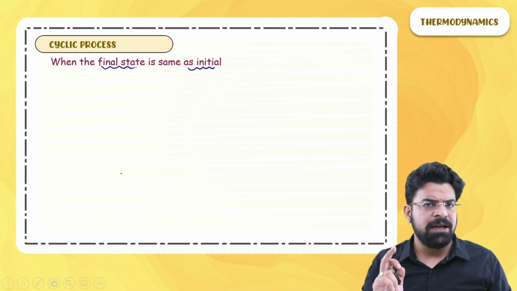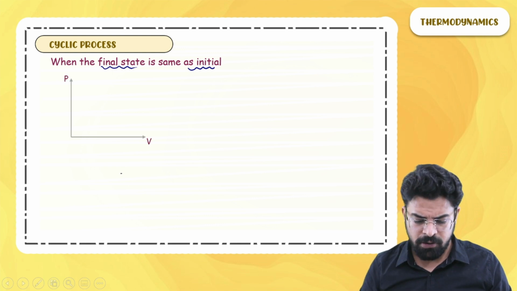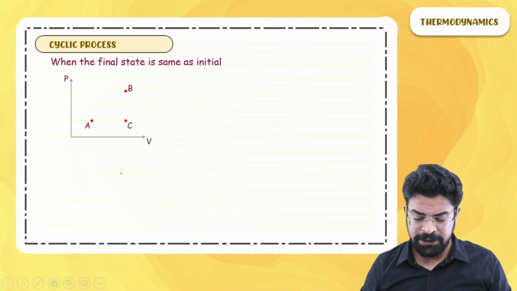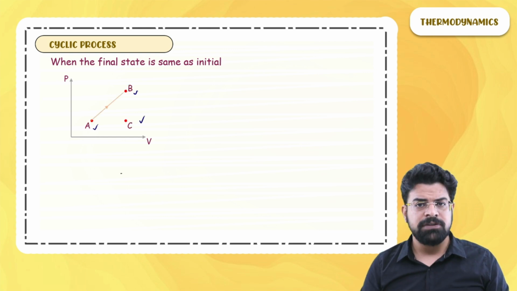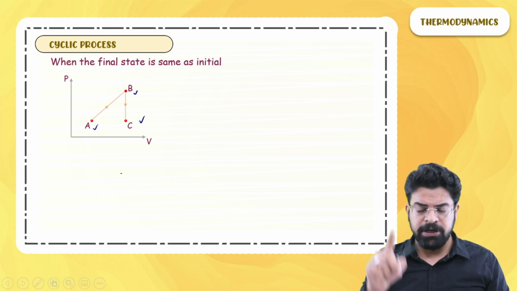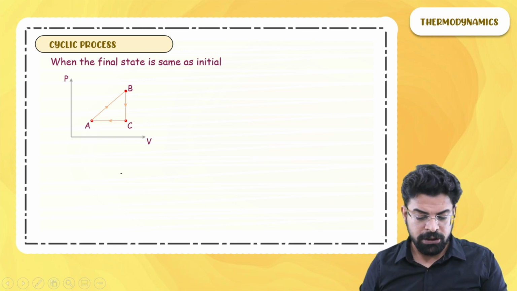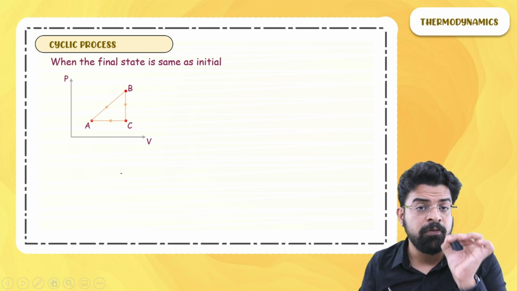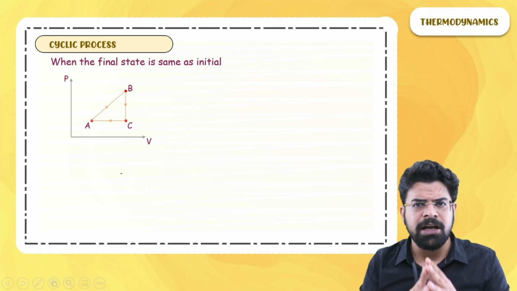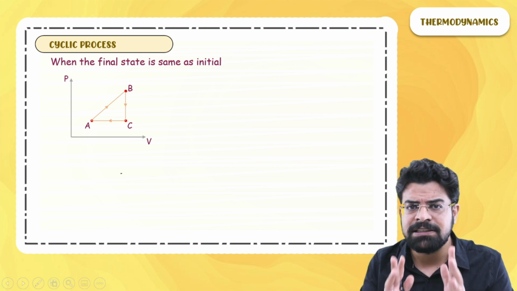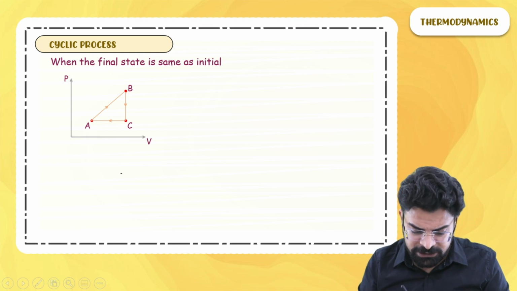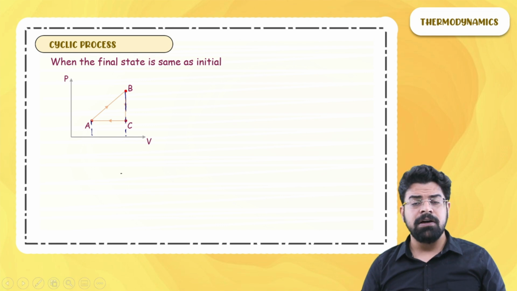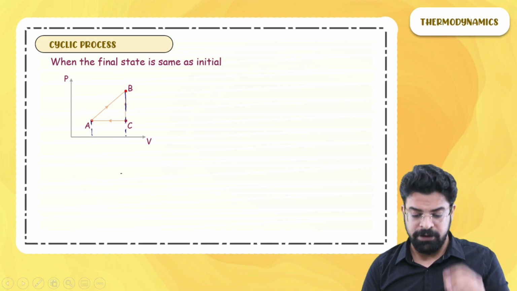To understand cyclic processes, let's think of a cyclic process on a PV graph. Let's say a gas is taken through three states A, B and C. First from state A to B, then from state B to C, and then from state C to A. So at the end of the cycle, the gas is again at the same state A from where it started. If somebody asks you what is the work done by the gas in this complete cyclic process, you will say, let's break it down step by step. From state A to state B, the work done will be equal to the area under the PV graph, this area.